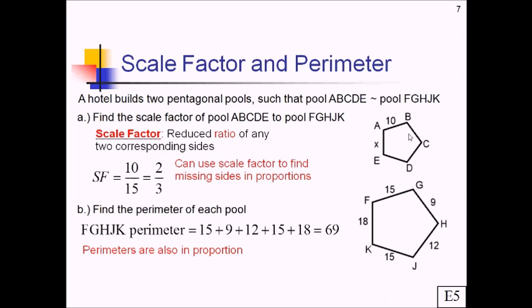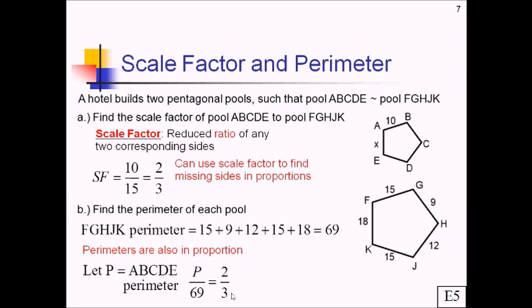So rather than solving for each of these sides individually, we can just set up a proportion with the perimeter we know, the perimeter we're looking for, and the scale factor. Let's let P be this smaller perimeter, just so we don't have to keep writing perimeter of A, B, C, D, E. So our proportion then, we can say P, that's the smaller perimeter, over 69, the perimeter of this larger one, equals 2 over 3.